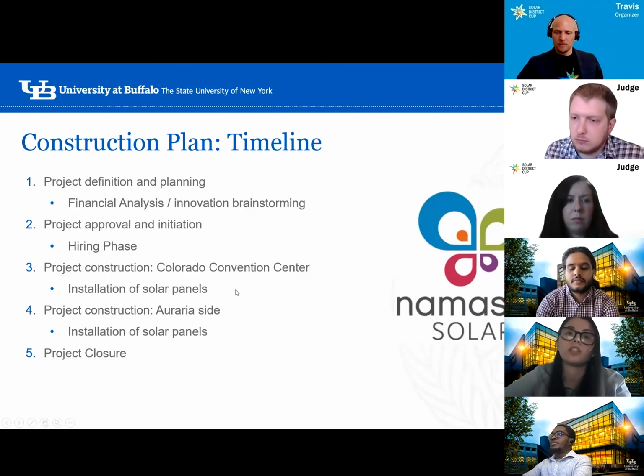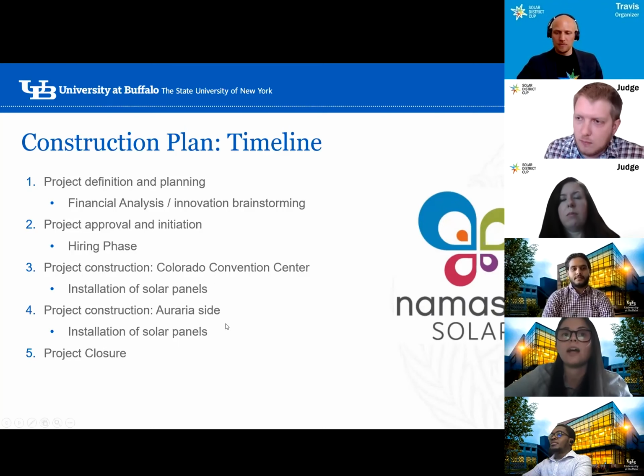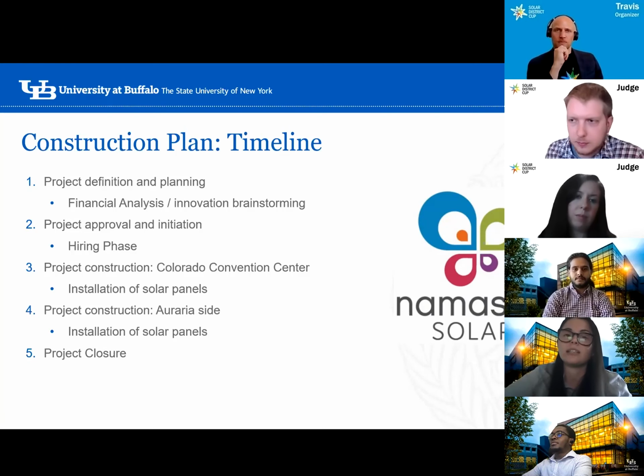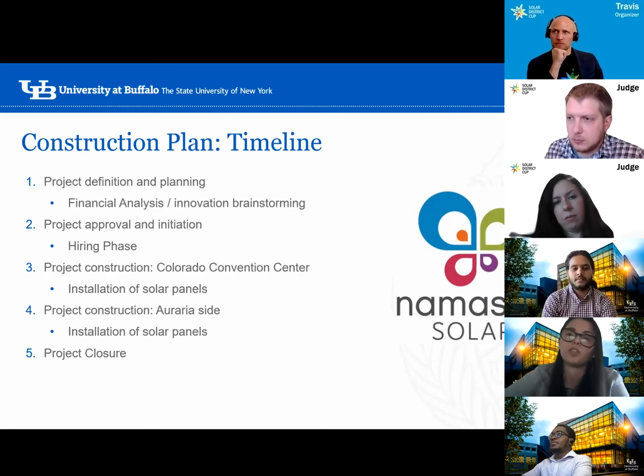Afterwards, we will be moving on to construction. So we will begin on the Denver side with the Colorado Convention Center, and this will take about 2 months. And then on the Auraria side, the installations will take about 3 months. And afterwards, the last thing that will need to be done will be the interconnection, and that will take about 2 weeks.